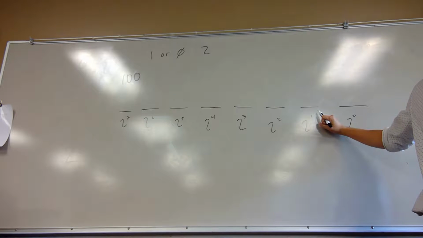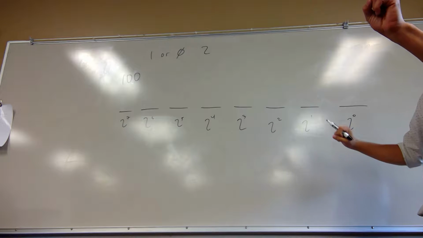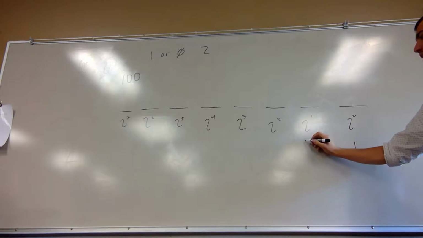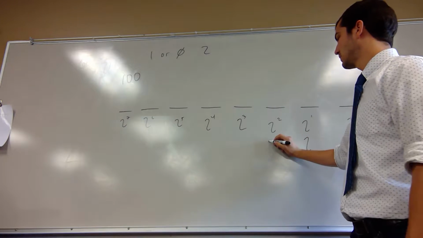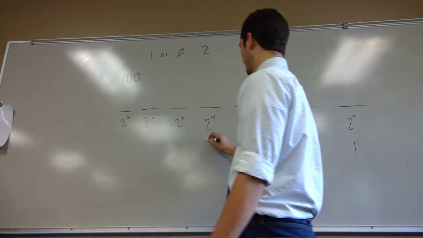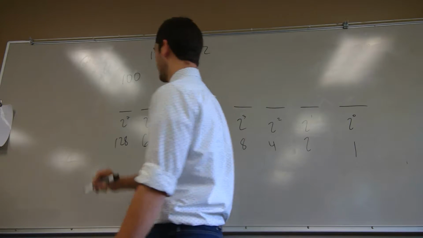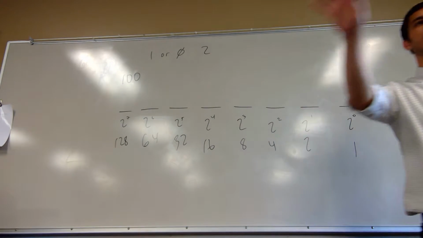I already know the answer. Oh, hang on. Wait, hang on. What is 2 to the 0 equal? What is 2 to the 1 equal? 2, 4, 8, 16, 32, 64, 128. Okay. Everyone's with me so far?